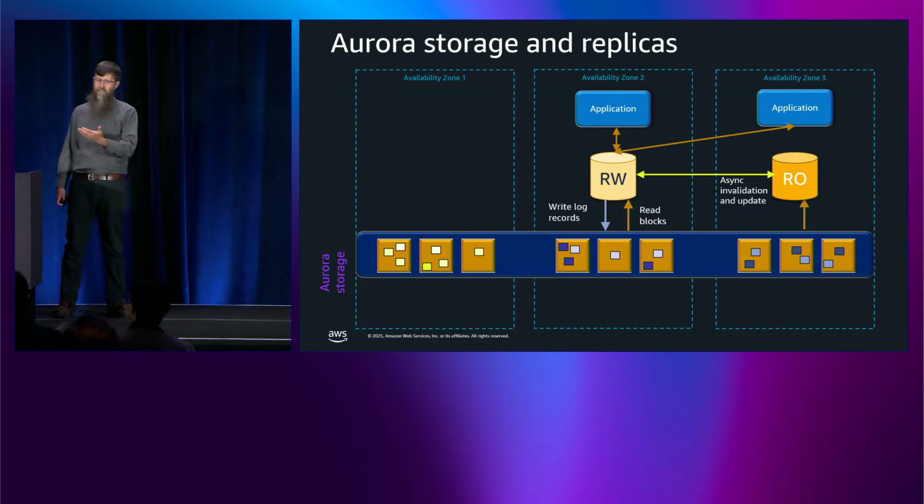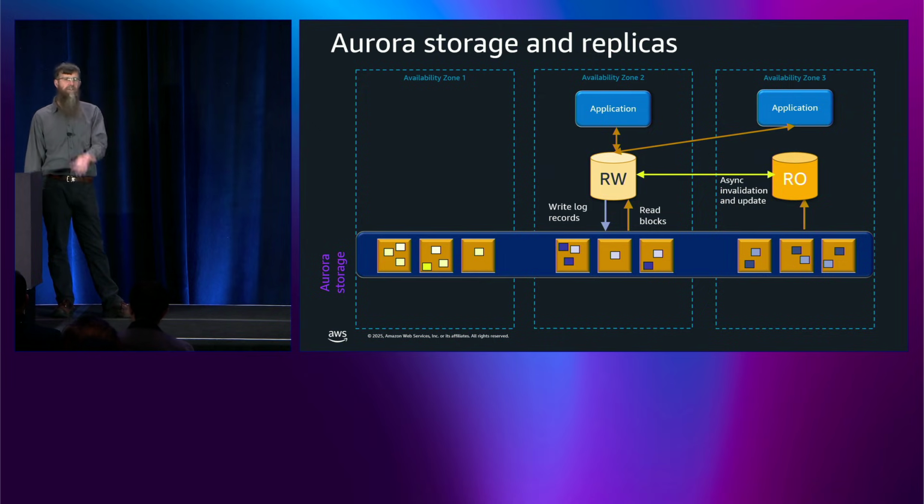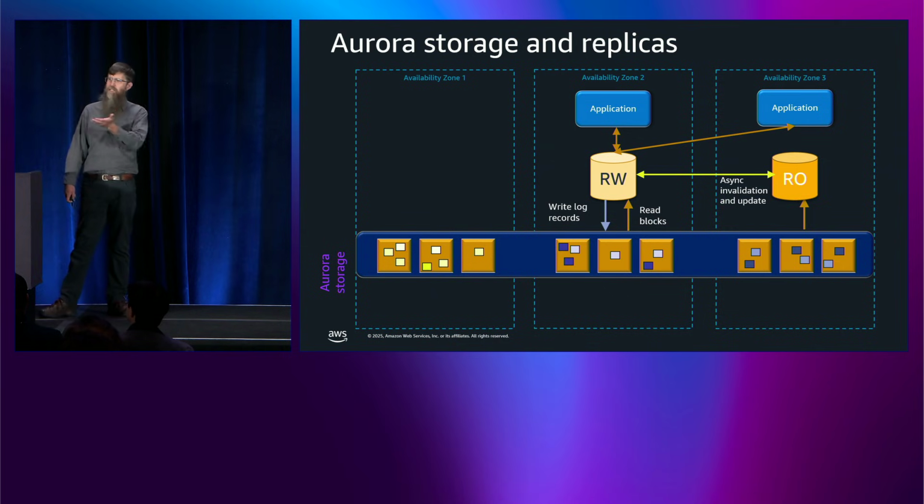We can add another replica. Here, it's this read-only one. It's reading from the same storage. So there's no consistency lag between these 2 things. It's the same storage. We're doing async invalidation and update between those 2 head nodes.